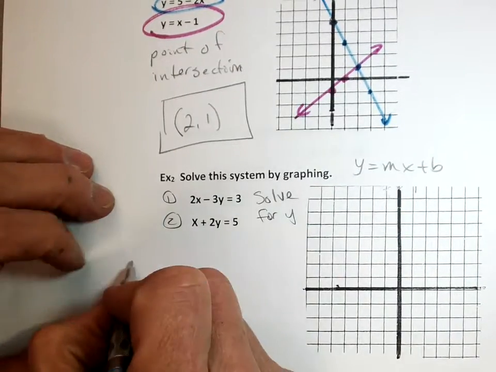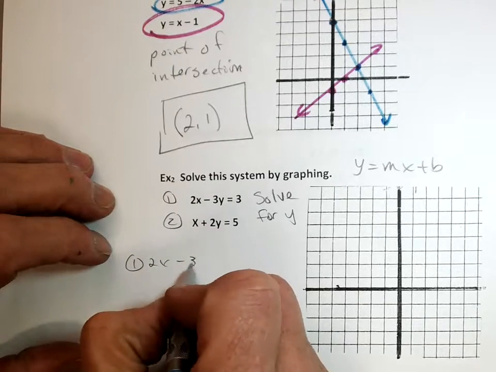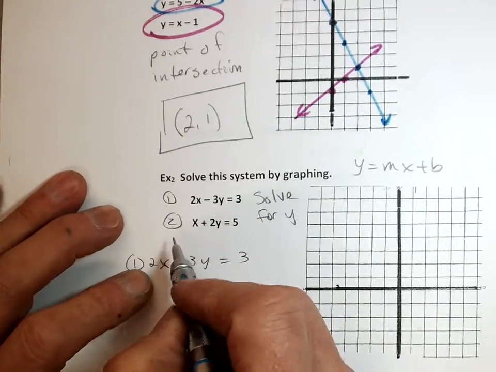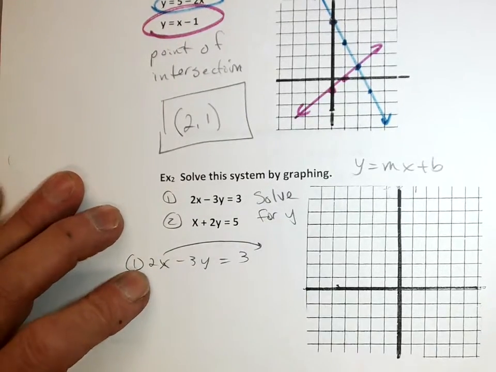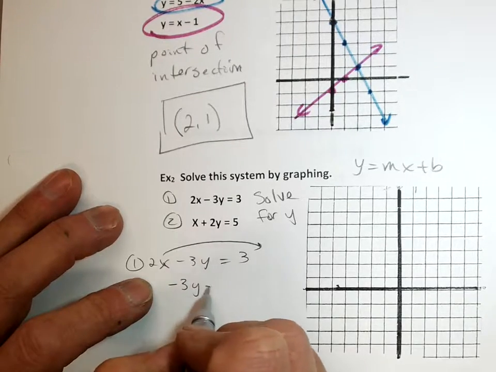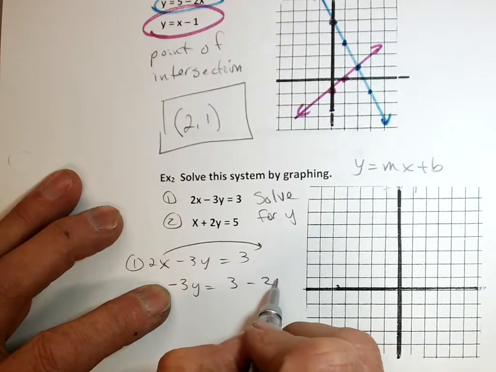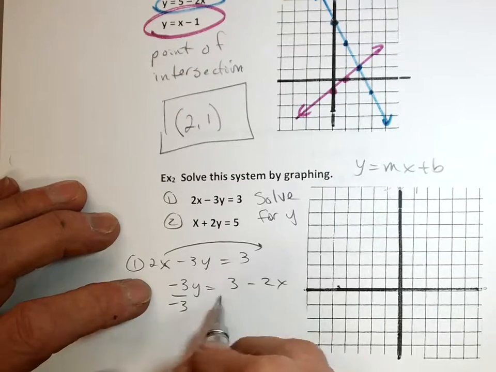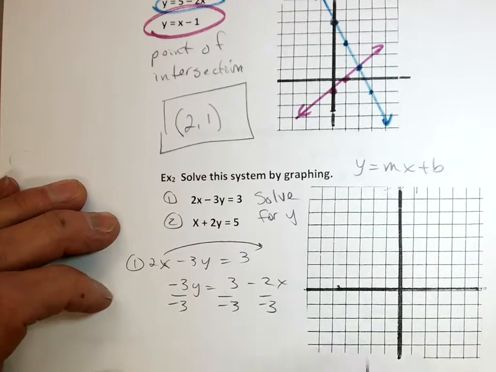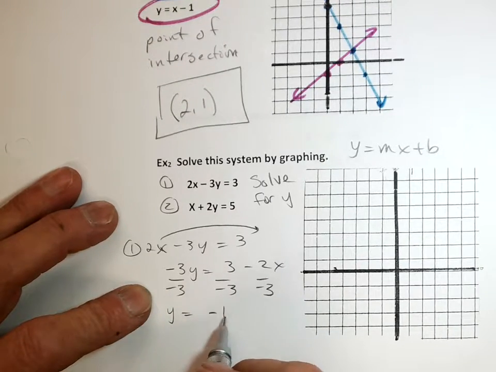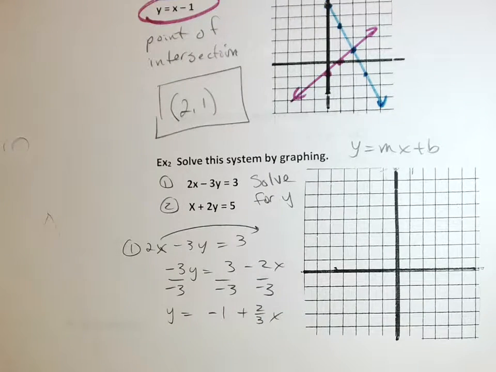So let's take equation 1, 2x minus 3y equals 3, and let's solve for y. Okay, so I'm going to bring over the x, so I'm going to subtract 2x from both sides. This is Algebra 2. I don't have to show every step. -3y equals 3 minus 2x, right? Subtract 2x. Divide everything by -3. Okay? So I get an equation of y equals -1 plus 2/3 x. Okay? Alright, I can graph that.